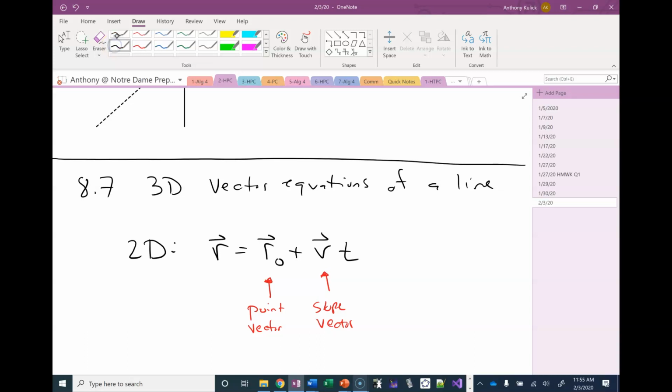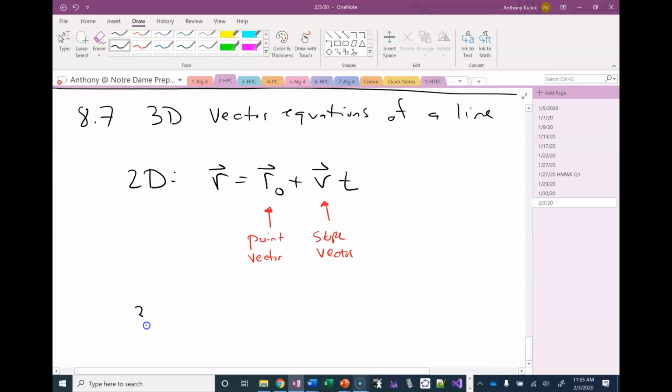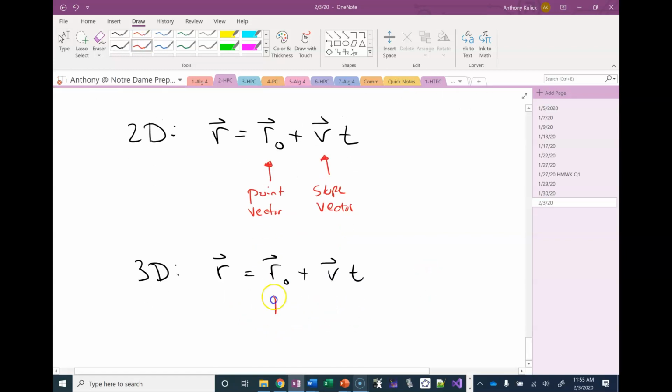Not really, right? So rather than thinking about that vector v as a slope vector, we're going to think about it as a direction vector, because that will serve the same purpose as the slope vector, right? Yes, Adam. Of course.